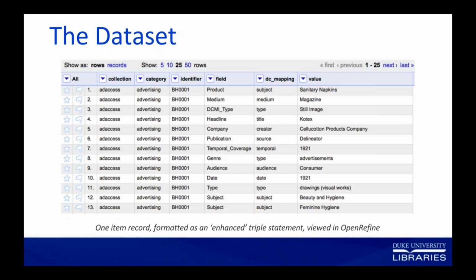So here's a screenshot of one item record formatted in this way as it looks loaded into OpenRefine. Having the data in this format was really flexible, and it allowed me to visualize and analyze it in a variety of ways.